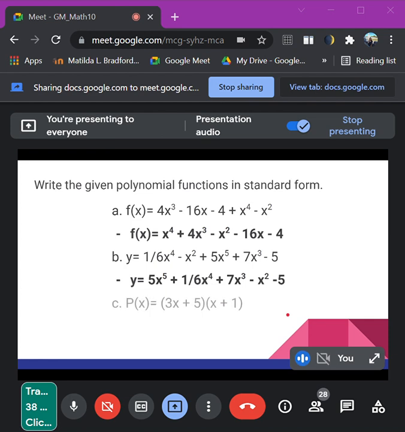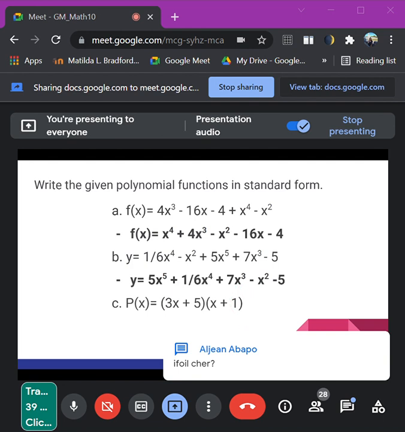Okay, so now let's go to letter C. We have this one. P of x is equals to quantity 3x plus 5, quantity x plus 1. So what we're going to do here, class, it's in factor form man. Sige. What are we going to do with this? Quantity 3x plus 5 and then quantity x plus 1. Okay, i-FOIL siya. Very good.